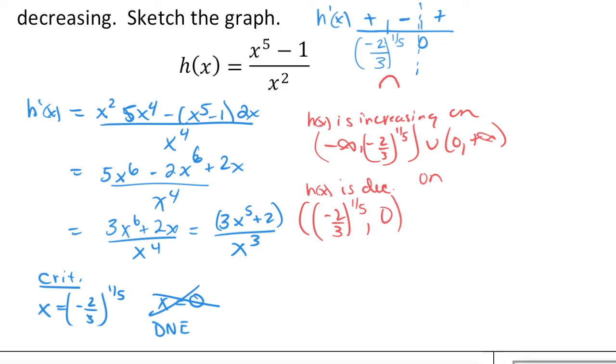Now, just because it's fun, did you notice that there's an oblique asymptote? If you did your long division, you have (x^5 - 1)/x^2 simplifies to become x^3 + 1/x - 1/x^2, and you have an oblique asymptote at y equals x^3.